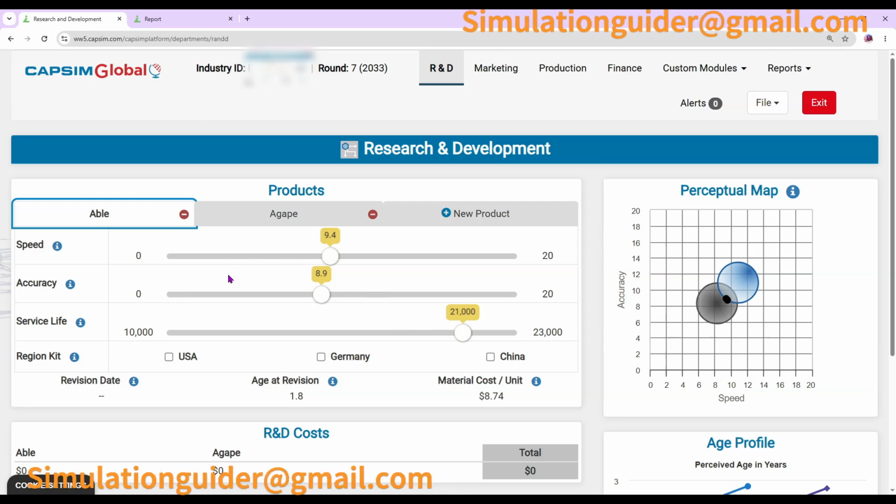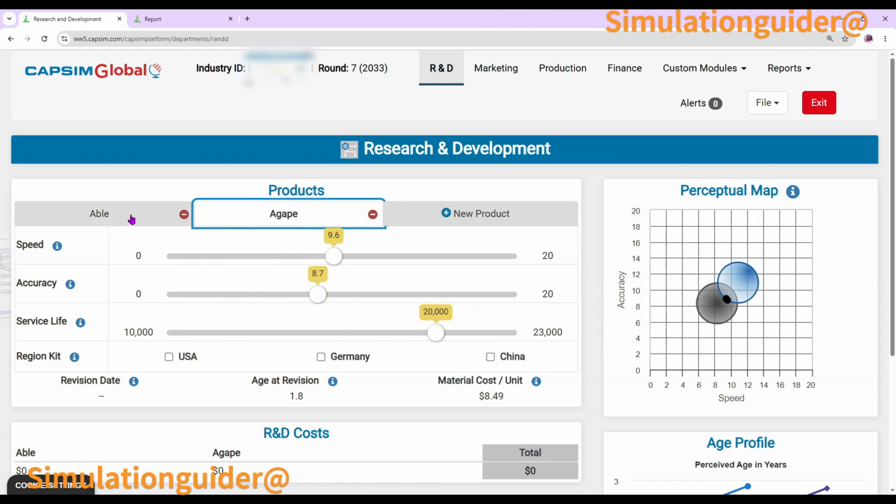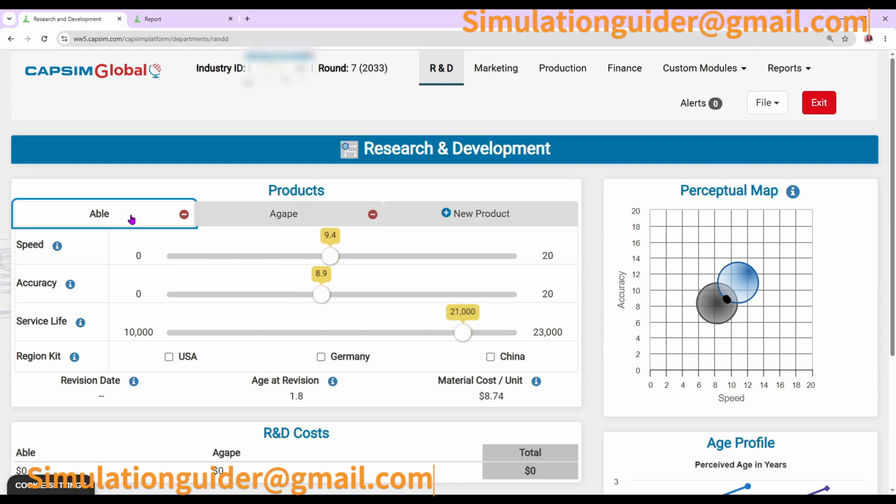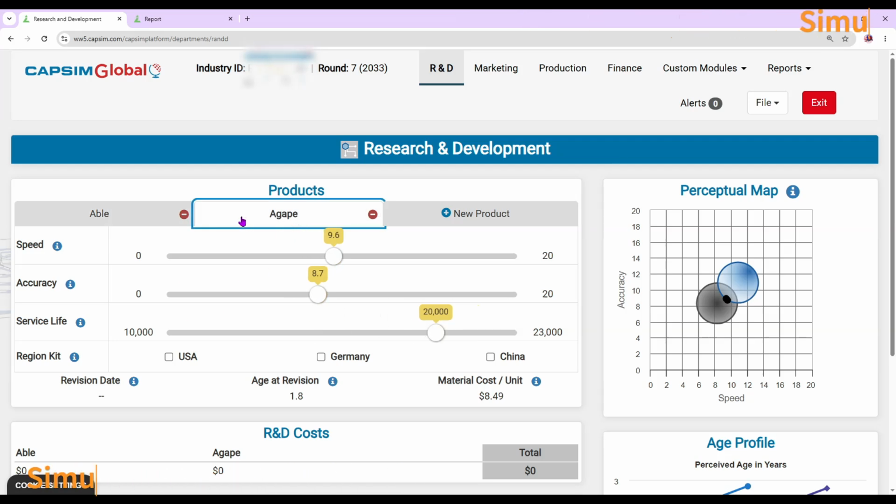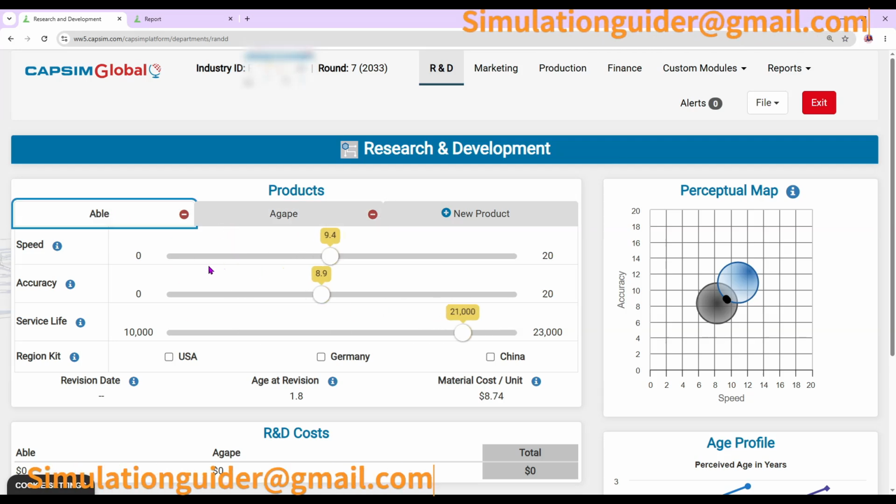And as I said earlier, we are company Andrews and we only have two products. That's the Able and Agep. So Able product is selling in the low tech, and high tech we have Agep as our product. So we need to make decisions for the R&D, for the speed and accuracy, and maybe the service life, so that we can come up with a revision date.